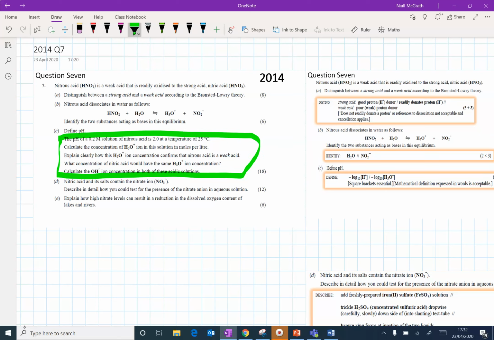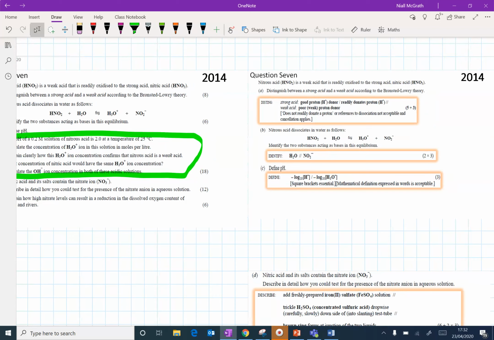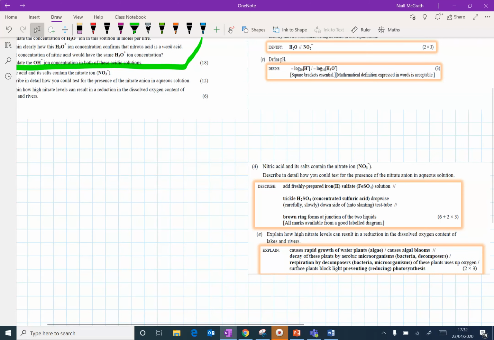calculating pH and the concentration of hydronium ions and OH minus ions. Okay, so the answers for A, B, part 1 of C, D and E are all to the right. So if you don't need to correct your answers, you might pause the video there.